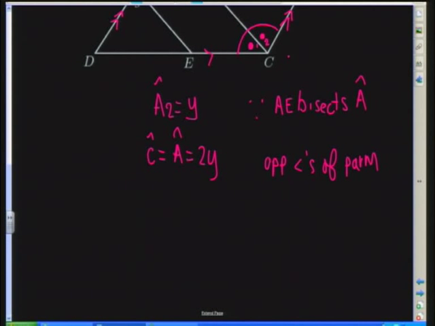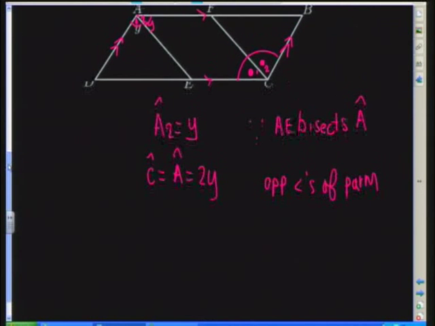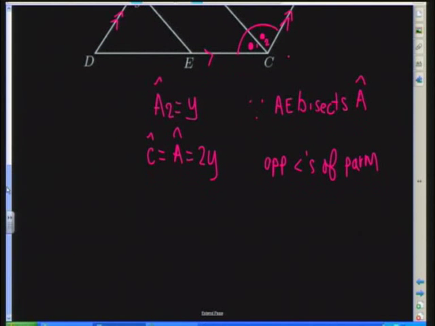But we know that that line FC bisects angle C. So we know that angle C is made up of C1 plus C2. And if they're both equal to 2y, then we know, bisecting it, we're going to get C1 is equal to C2 is equal to y. All right, so therefore these two little pieces here are also going to be y.